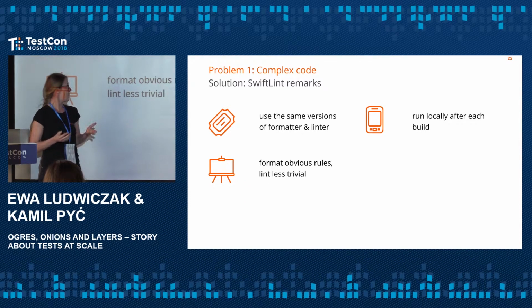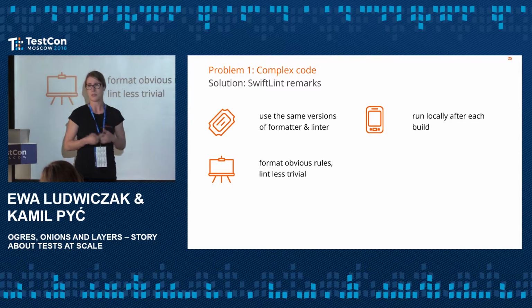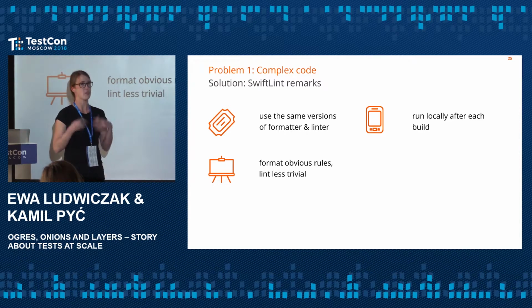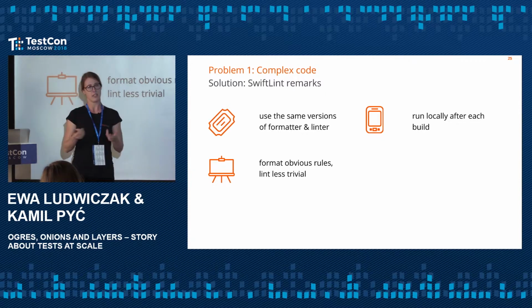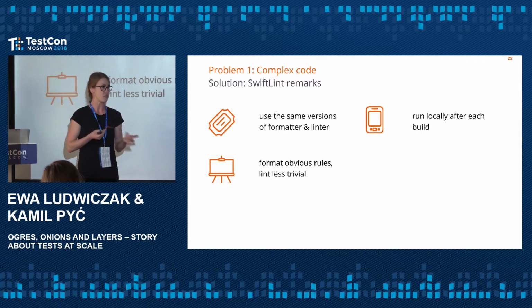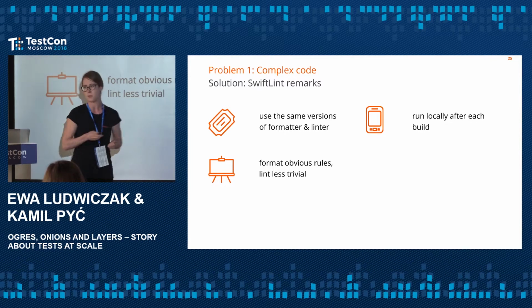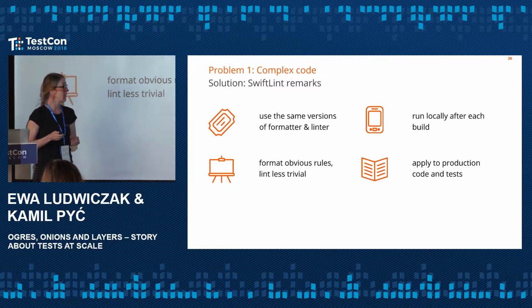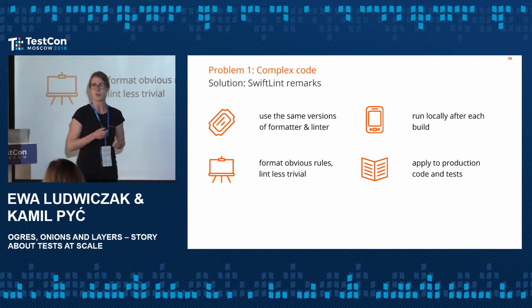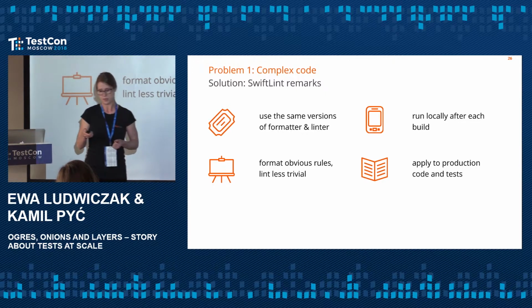And we have a rule that we format obvious rules and we lint less trivial rules, meaning we give a developer a space, so if he or she thinks that it should be fixed, they can do it, or if the developer thinks that, for example, this rule is not useful, this rule can be disabled, like the rule with the identifier name I showed you a few slides before. And we also apply the linting and formatting not only for production code, but also for tests, because we believe that tests quality is also very important.